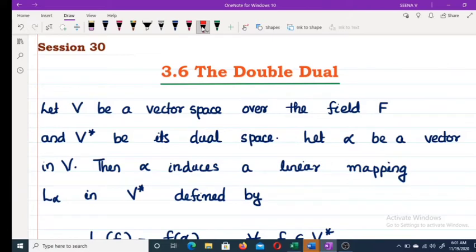Today we are going to start our next section, section 3.6, the double dual. Now let V be a vector space over the field F and V star be its dual space. V star is the set of all linear functionals on V. Let alpha be a vector in V.